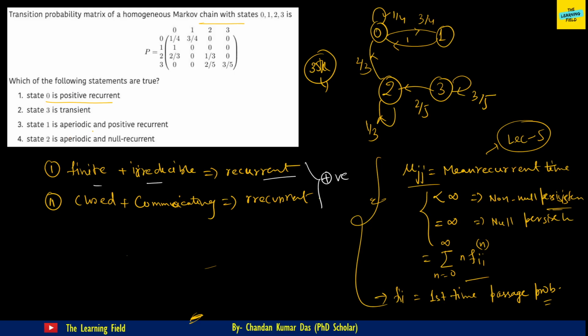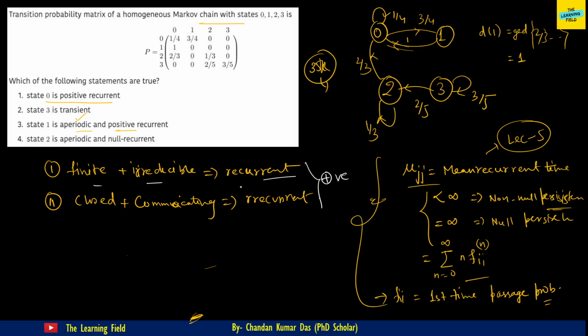Fine. So it says that state 1 is aperiodic and positive recurrent. So how can we check first that state 1 is aperiodic? We have to find d1. So d1 means the GCD of how many steps a return from 1 to 1 is possible. In 2 steps it is possible, then there is a loop at 1 so 1 step, and 3 steps is possible, and so on. So this is 1, that means the GCD is 1. That means this is aperiodic. Obviously the statement is correct.